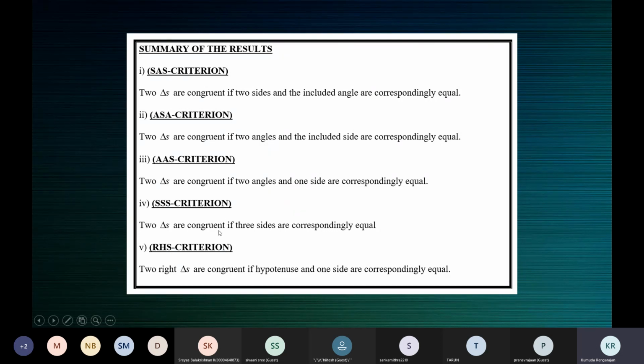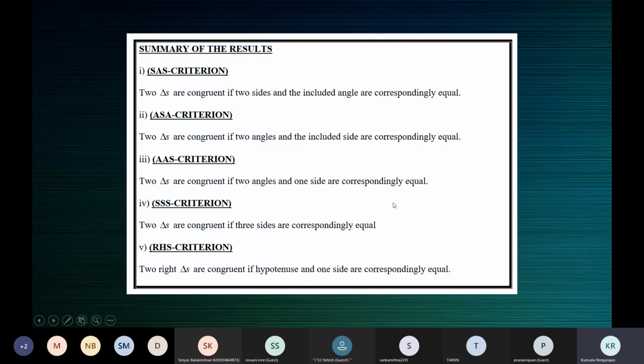It's not that when you have 2 right triangles and you have to check if they are congruent, you have to use the RHS criterion. You can use the RHS criterion, or you may use any other criterion depending on the information given to us. But RHS cannot be used in any 2 triangles that are not right triangles. RHS is specific to right triangles.